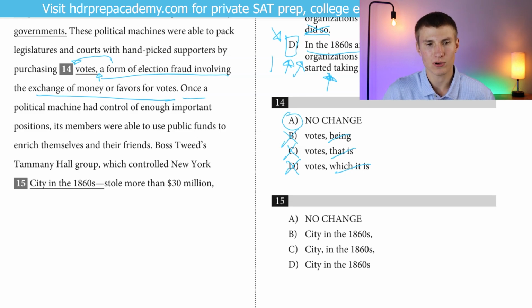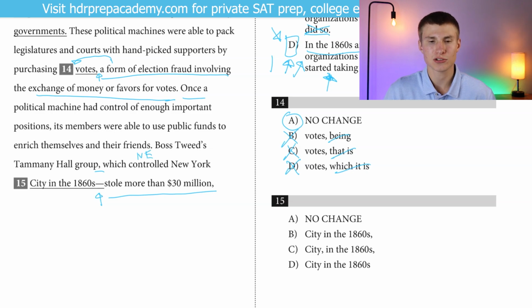All right, keep reading. We have once a political machine had enough control of important positions, its members were able to use public funds to enrich themselves and their friends. Boss Tweed's Tammany Hall group, then we have a comma, which controlled New York City in the 1860s, stole more than $30 million. I see I'm going to have a non-essential phrase or clause here. Okay.